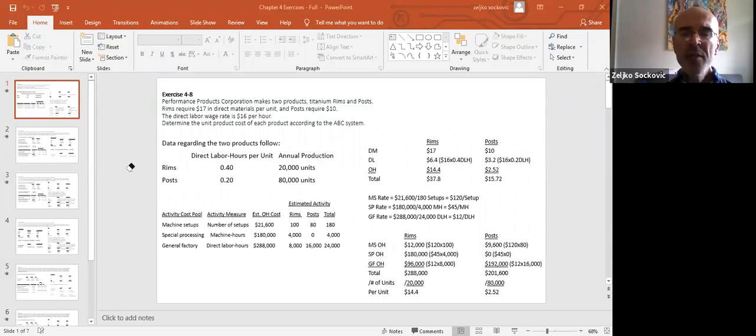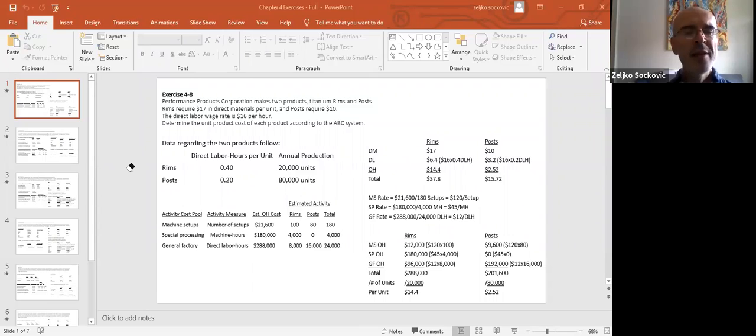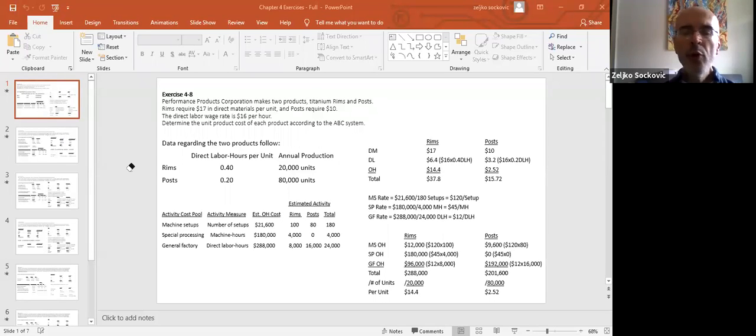Now, sometimes the allocation base, maybe even in your homework or somewhere, is a little bit weird. You feel like you're used to machine hours or labor hours. Hey, your allocation base is based on labor cost, not labor hours, but labor cost. So now, well, what do you do now? Well, you would say, what's my labor cost? Not what is my labor hours or overhead, but what is my labor cost?